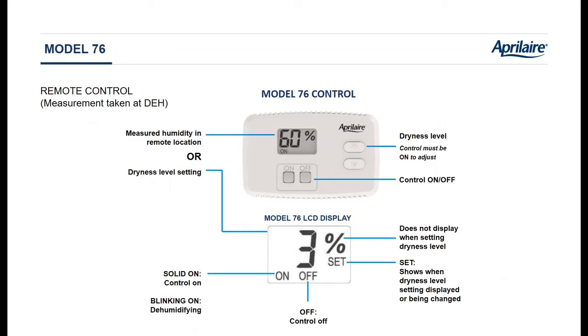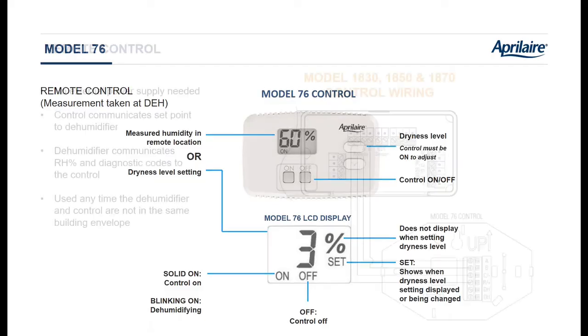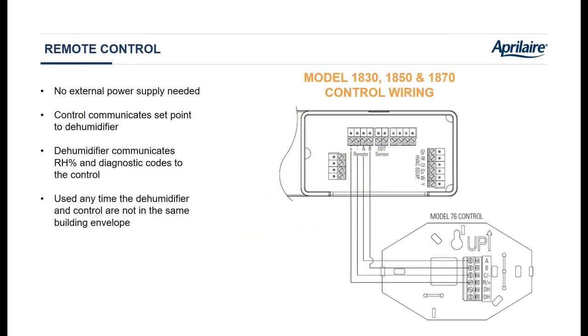The screen is going to give you very similar information to what you'd have using the user interface. It's going to show you the relative humidity it's measuring. It's going to flash the word on when it's actually dehumidifying. You can adjust the dryness level, and you can turn the unit off so it doesn't run. With remote, again, that's only the 76, and this is going to be used in a crawl space or an attic installation.